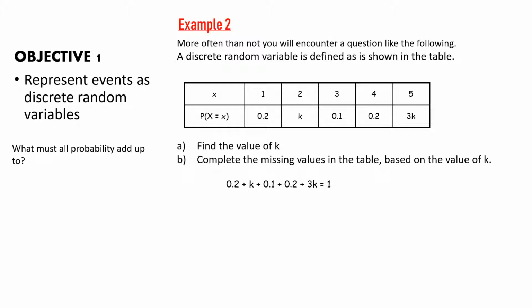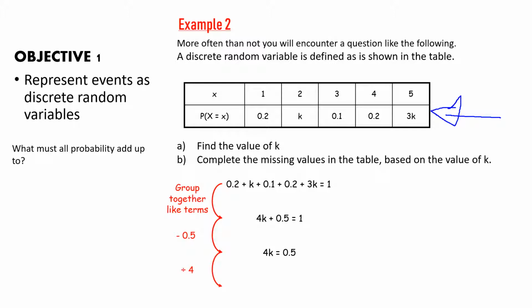To be able to do that, we have to use what all probabilities must add up to, and that is 1. So this bottom row down here, all these values must add up together to give you 1. So we can create an equation. 0.2 plus k plus 0.1 plus 0.2 plus 3k is equal to 1. And if I tidy up, grouping like terms together, I will get that 4k plus 0.5 is equal to 1. Rearranging that, taking away 0.5, I'll get 4k is equal to 0.5, and then dividing by 4 will give me k is equal to 0.125.